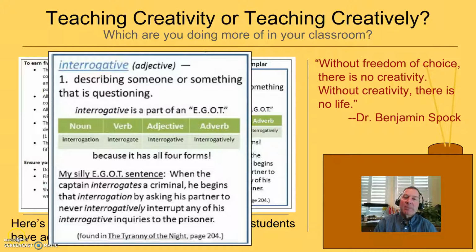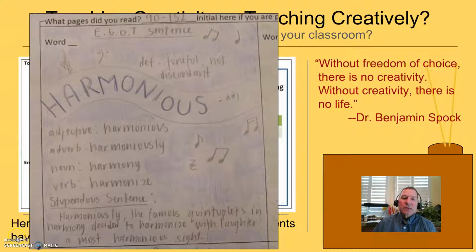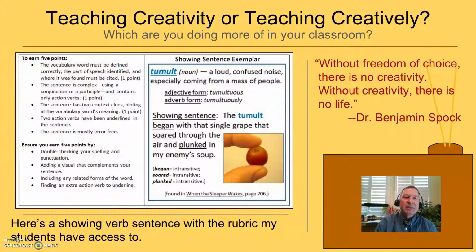And so here's my example for the word interrogative. And here's one of my students' examples for the word harmonious. Feel free to pause to spend a little more time looking at these.